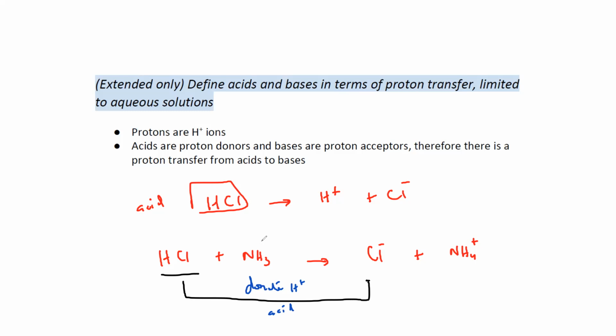As NH3 is written here, first it is NH3 and then it turned into NH4. So when NH3 turns into NH4, it means it accepts a proton. Whenever a substance accepts a proton, what do we call that substance? We call it a base. So acids are proton donors. Here HCl is an acid, whereas NH3, because it accepts a proton, is acting like a base.